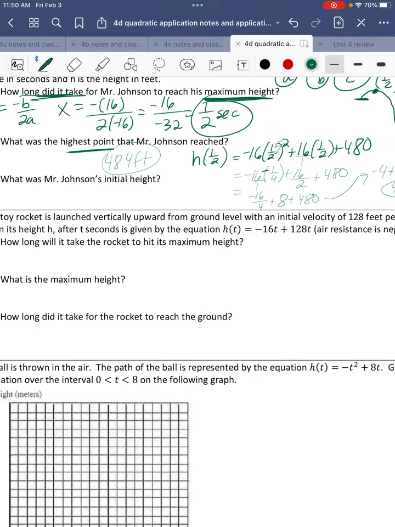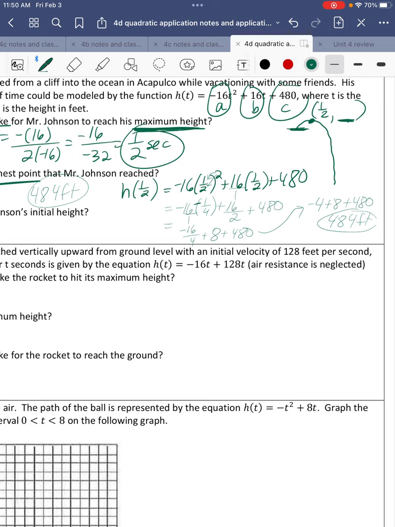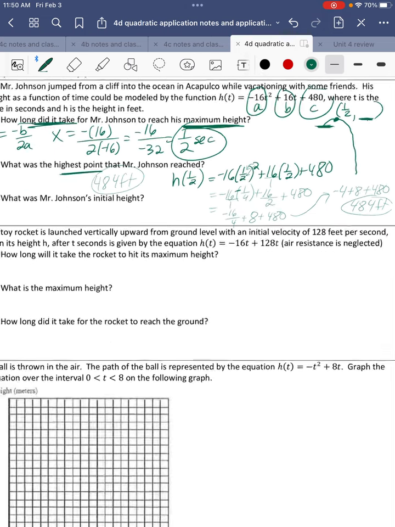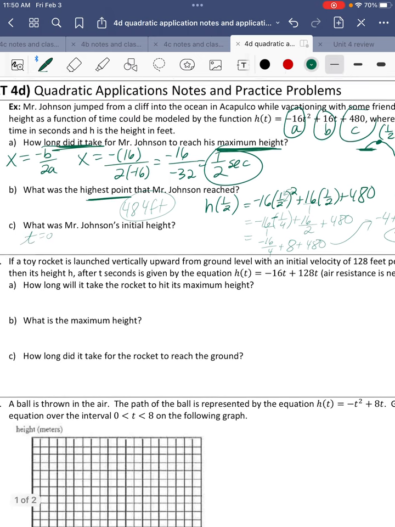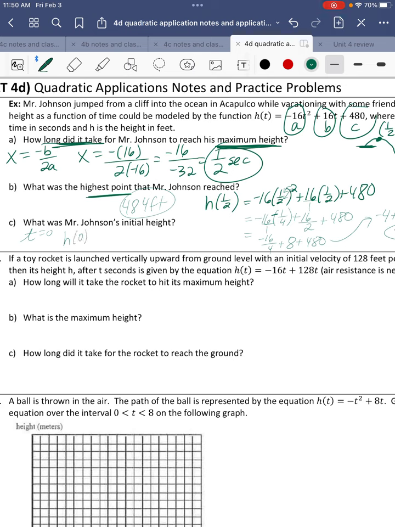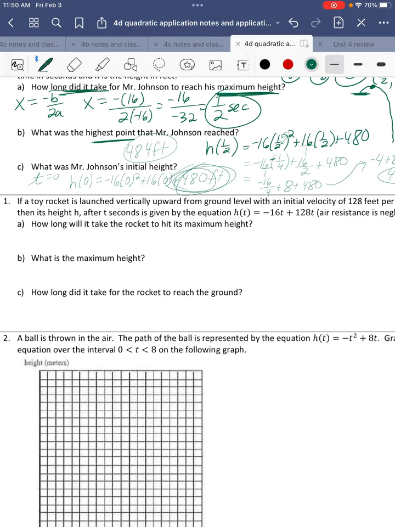What was Mr. Johnson's initial height? So initial height, you've got to think, what was the time right as I started jumping, right before I started jumping? What was my time? Well, time is 0 at that point. So if you substitute 0 into the function for time, you have negative 16 times 0 squared plus 16 times 0 plus 480. Well, 0 squared is 0, multiply times 0 is 0. It's actually going to end up being 480. So it's 480 feet high is where I started. That's super high.